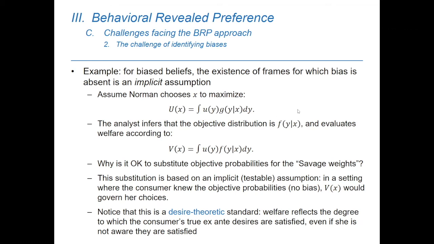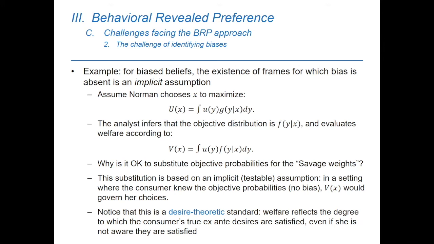Well, this substitution is based on an implicit assumption, which is that in a setting where the consumer knew the objective probabilities, where we could convince them that the distribution was actually F and not G, there would be no bias, then V of X would govern her choices. And in principle, that assumption is actually testable because you can provide someone with objective information about distributions or place them in a situation where distributions are objective and see what they do.